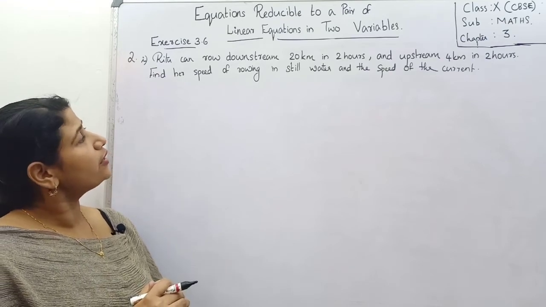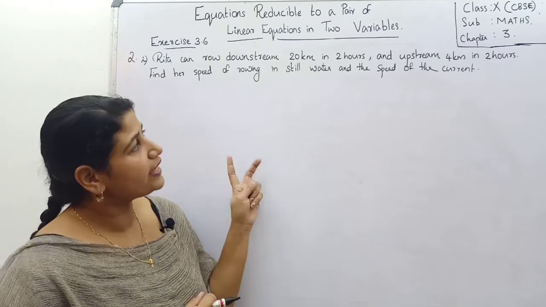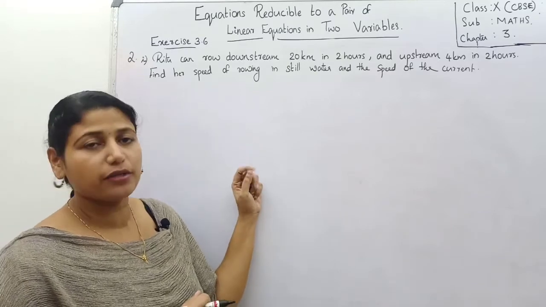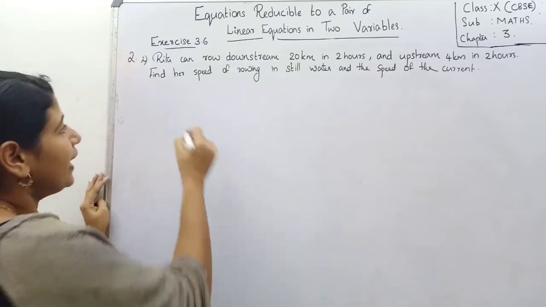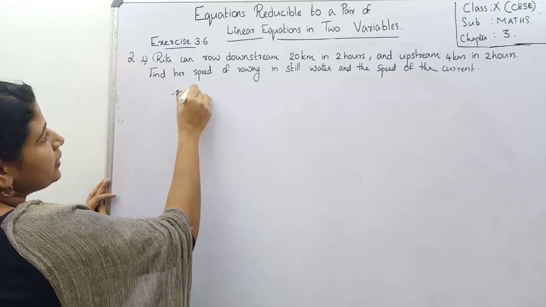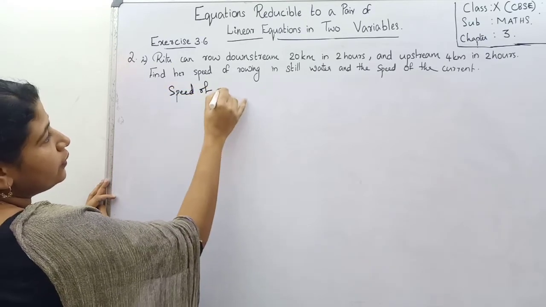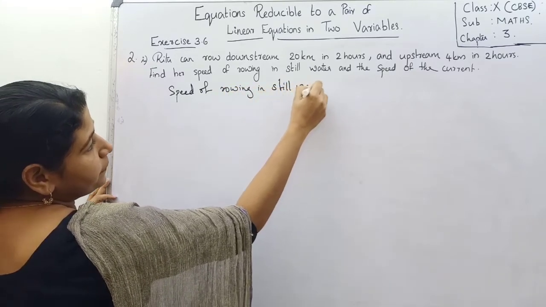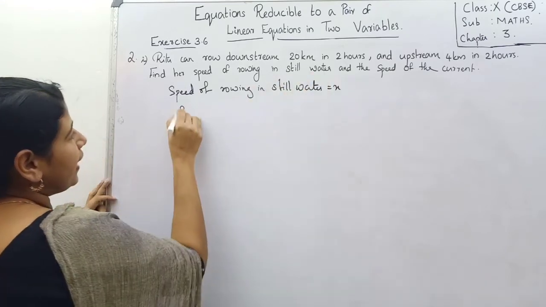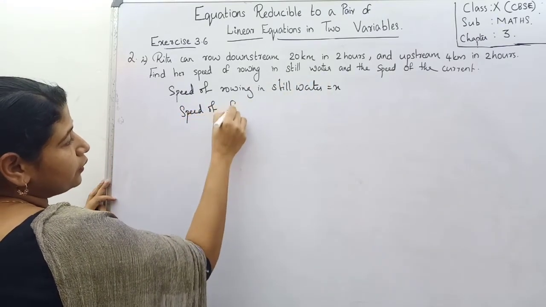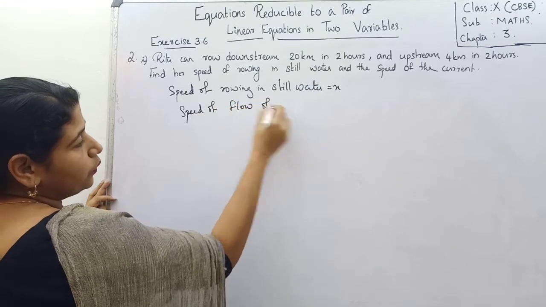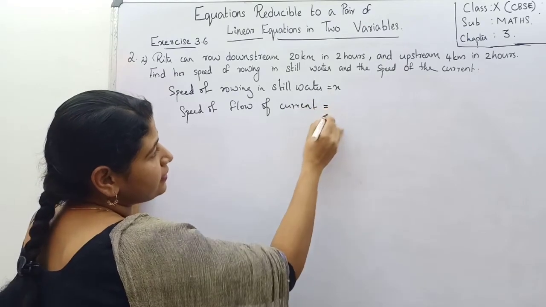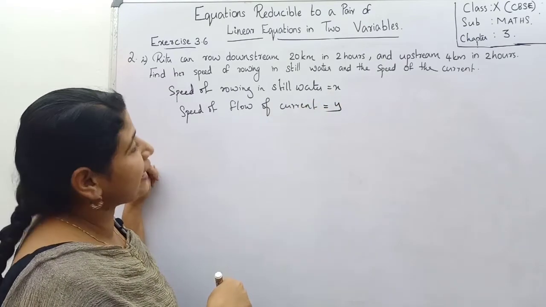Okay. So we have 2 variables here. The speed of rowing in still water and the speed of the current, or means the speed of the water. So we can take x equal to the speed of rowing in still water, that is x, and the speed of flow of current, or we can write flow of water as y. Okay, the speeds as x and y.